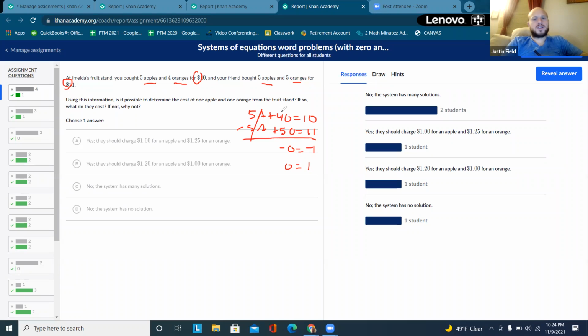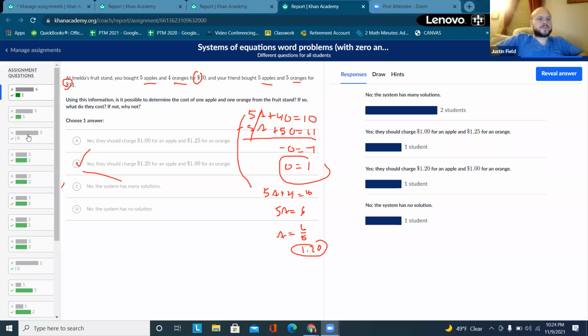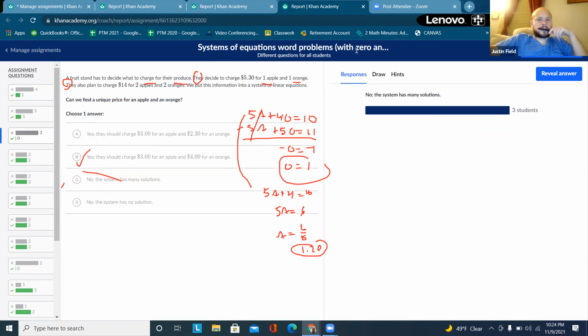That's $4. So then if I just substitute in 5a plus 4 times 1 is 4 equals 10. 5a equals 6. A equals 6 over 5, which is 1.2. So an apple is $1.20 and an orange is $1. Isn't that good? So sometimes it works out, sometimes it will not work out. Look at this. This is bad. Oh, look. Is that the right answer?